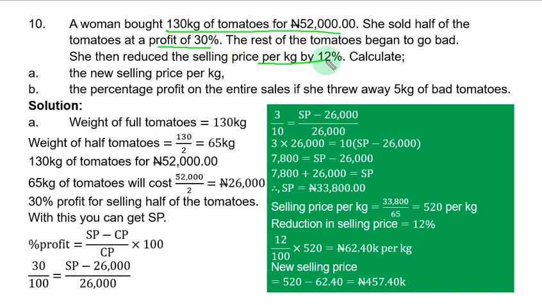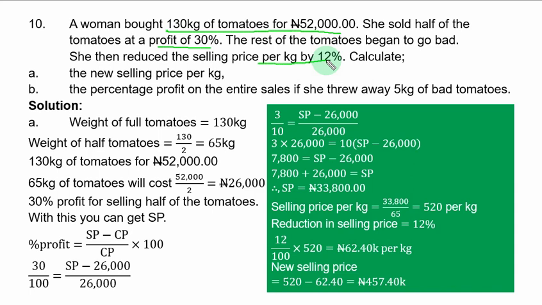Calculate: A part of the question, the new selling price per kg. B, the percentage profit on the entire sales if she threw away 5 kilograms of bad tomatoes. Solution. Before you can get the new selling price, it means there was an old selling price.